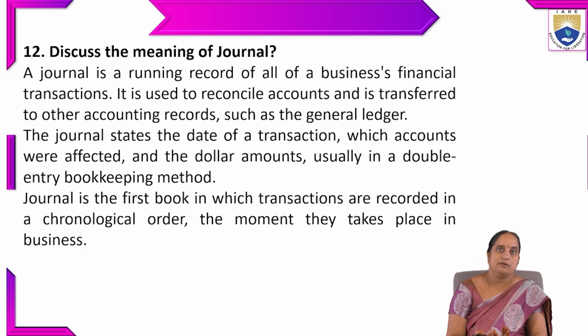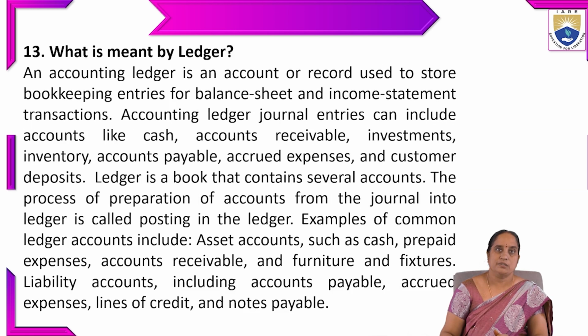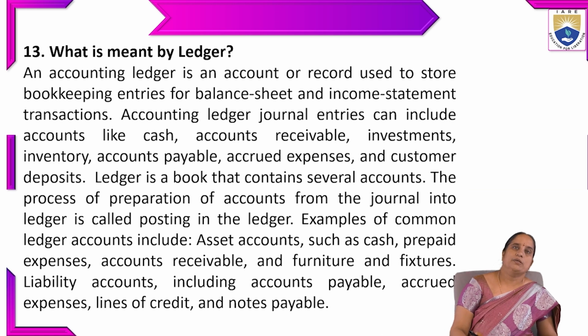The journal states the date of transaction, which accounts were affected, and the dollar amounts, usually in double entry bookkeeping method. The journal is the first book in which transactions are recorded in chronological order, the moment they take place in the business. Then what is meant by ledger?